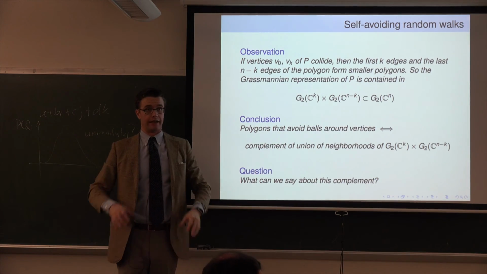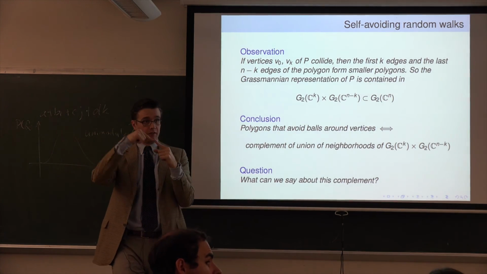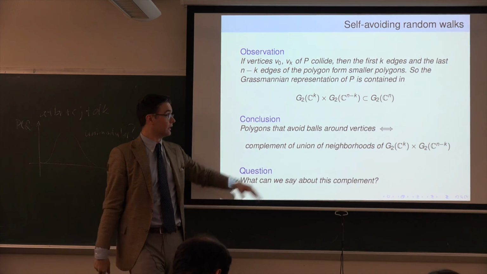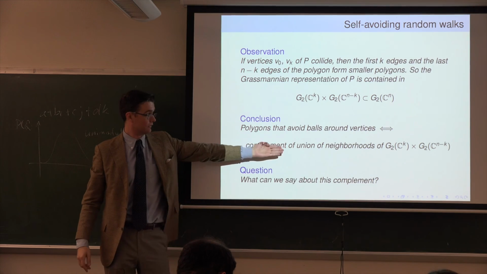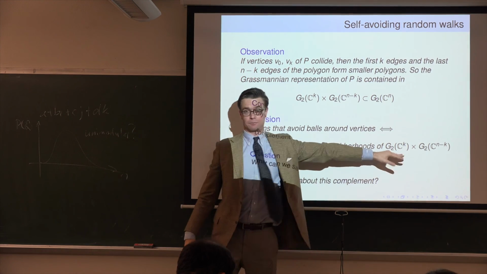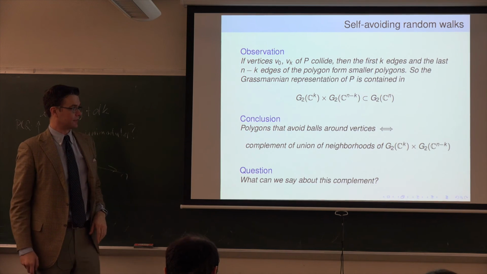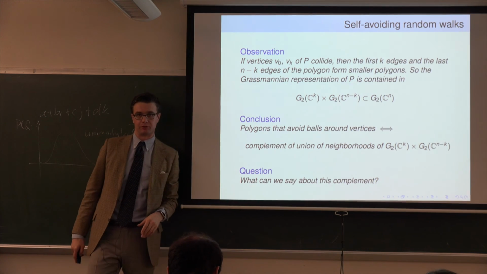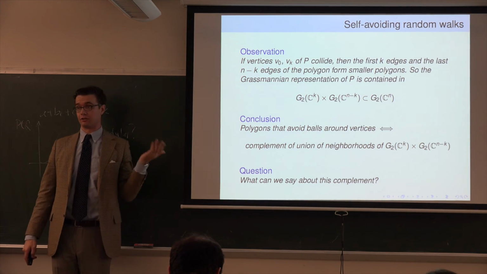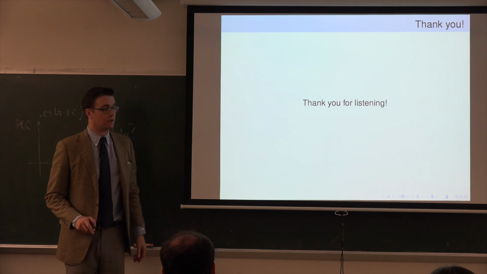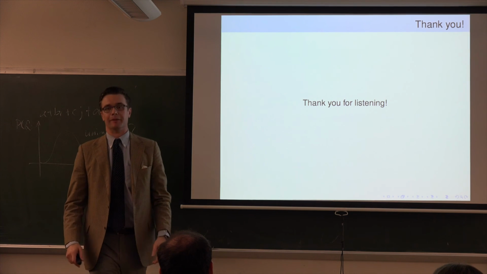Now you say, well, I don't just want to prevent vertices from colliding, but I want to prevent vertices from getting too close to each other. Then you're taking the complements of neighborhoods of these products of sub-Grassmannians, which I suspect algebraic geometers really understand, but I don't yet. So I would love to understand that much better. But that's all I have, so thank you very much for listening.